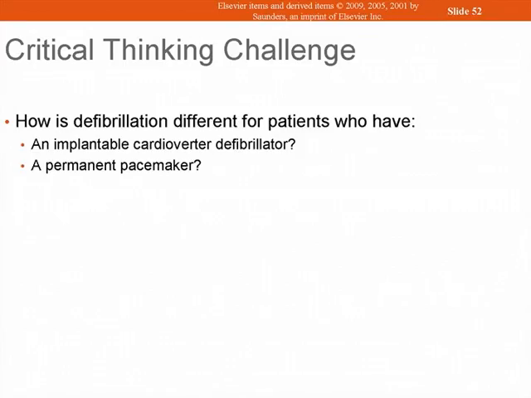So how is defibrillation different for patients who have an implantable cardioverter defibrillator? And how about the one who has a permanent pacemaker? How is defibrillation different for a patient with a permanent pacemaker?